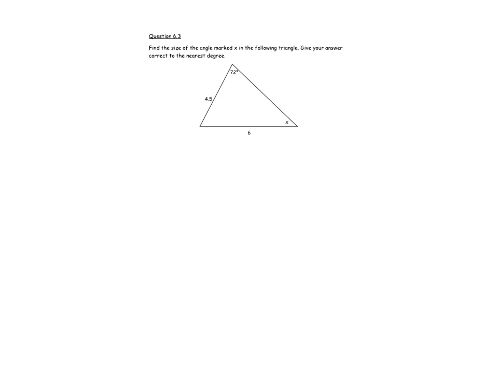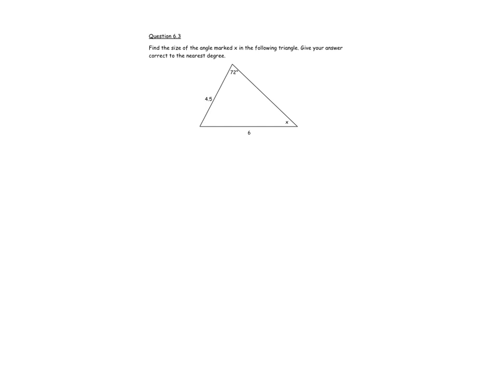The last example in this video then is question 6.3, and this here says find the size of the angle marked x in the following triangle. Give your answer correct to the nearest degree. Again, we look at this triangle. It's not a right angle triangle. It doesn't have a 90-degree angle. So we're not able to use Pythagoras' theorem or SOHCAHTOA. So what we have to use is the sine rule.